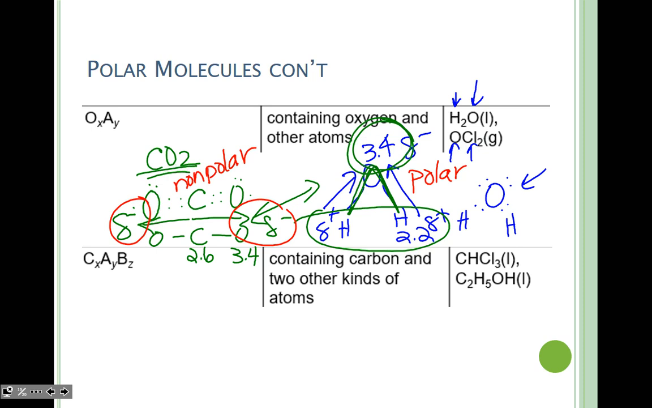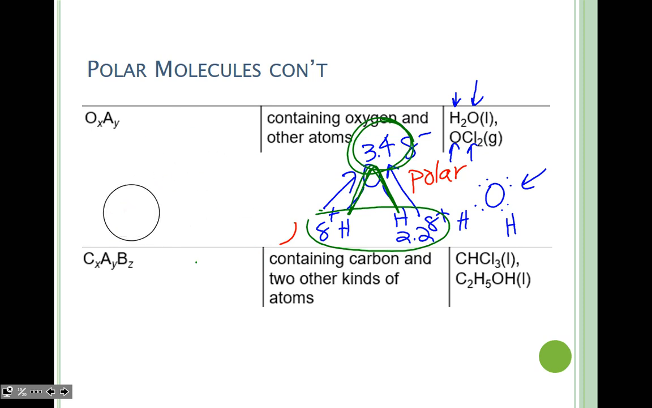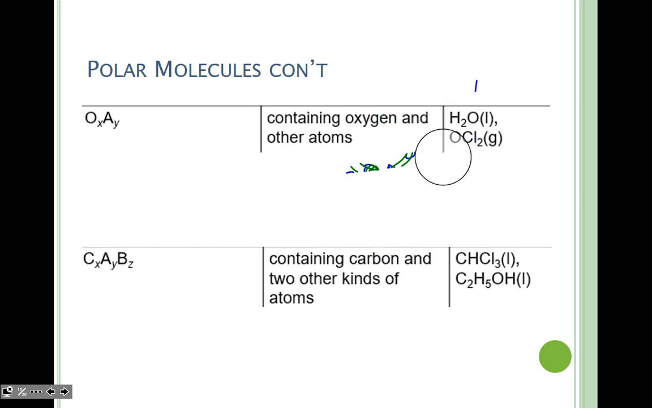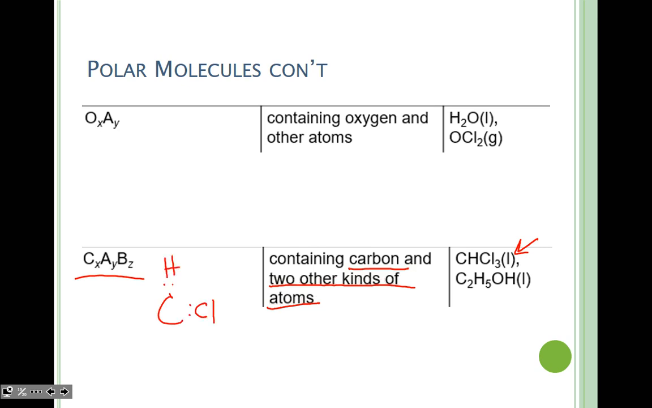The next one that is always polar, or typically always polar, but we're always going to check EN numbers because only with the EN numbers can we know for sure, is this configuration containing carbon and 2 other kinds of atoms. So let's take a look at this guy. Actually, we'll do both. I have carbon, hydrogen, and then chlorine.